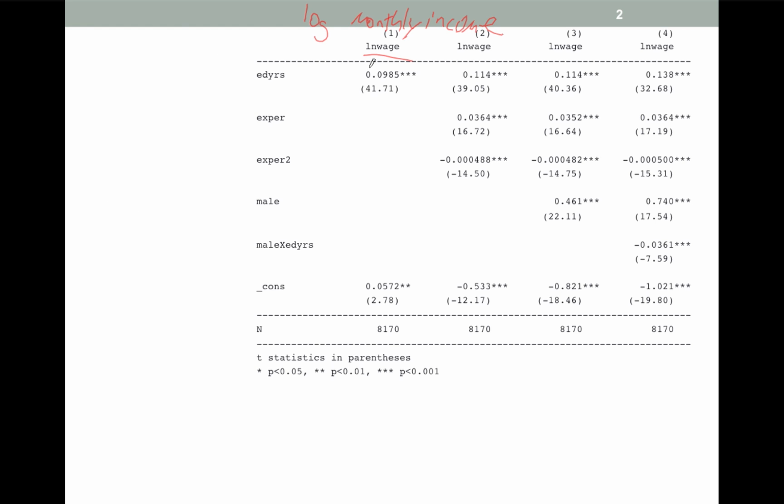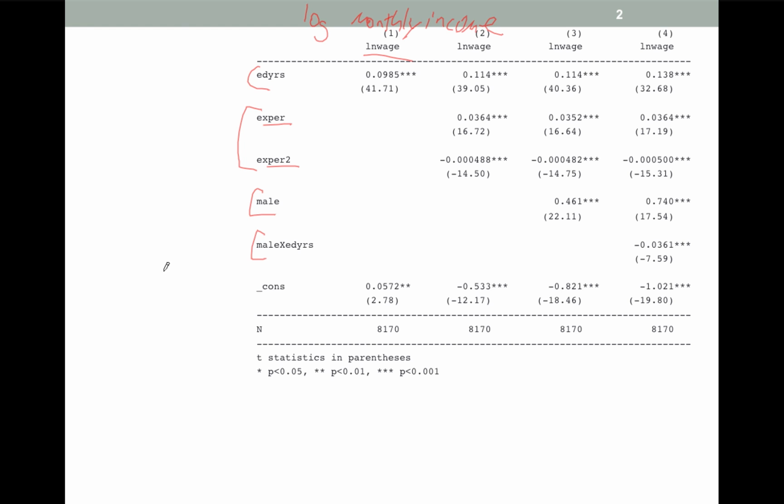The first regression is simple and bivariate. It simply includes years of education as an independent variable. The second regression adds variables for experience and experience squared. The third regression adds a dummy variable for male. And the fourth regression adds an interaction between the male dummy variable and years of education.